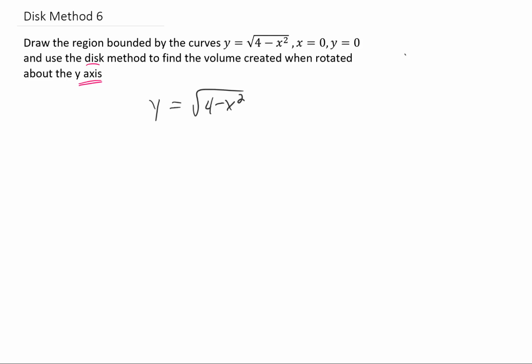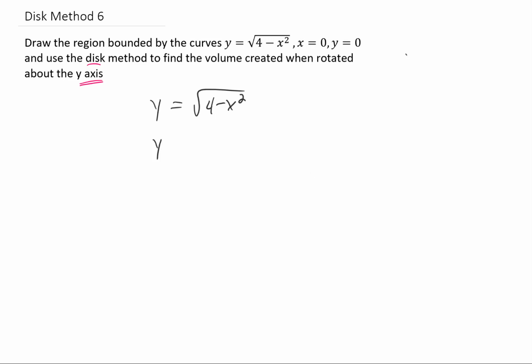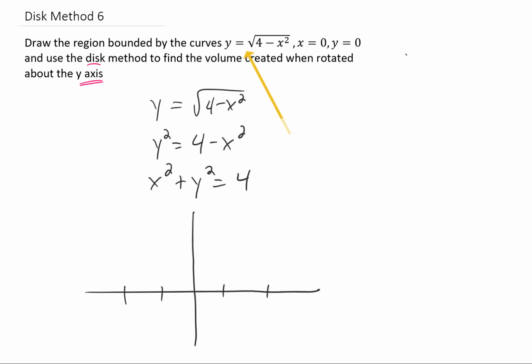If you want to know what y equals the square root of 4 minus x squared looks like, you can square both sides first, then add x squared to both sides, and you can see that we'll get a circle with a radius of 2. Of course, since y was defined to be the positive square root, this graph will just be the upper half of that circle. You'll notice that we're also bounded by x equals 0 and y equals 0. So the region that we're going to rotate looks like this.